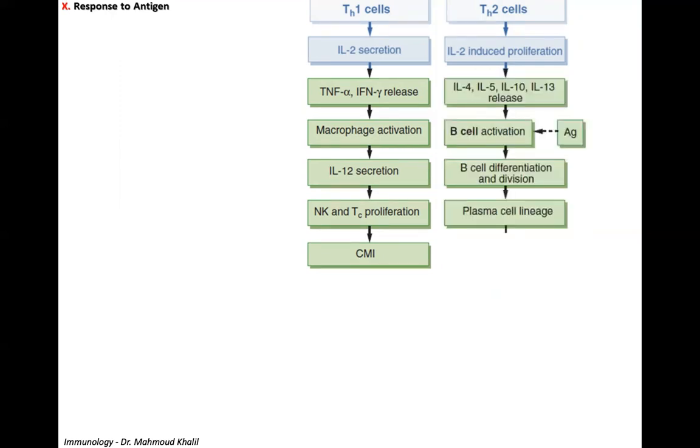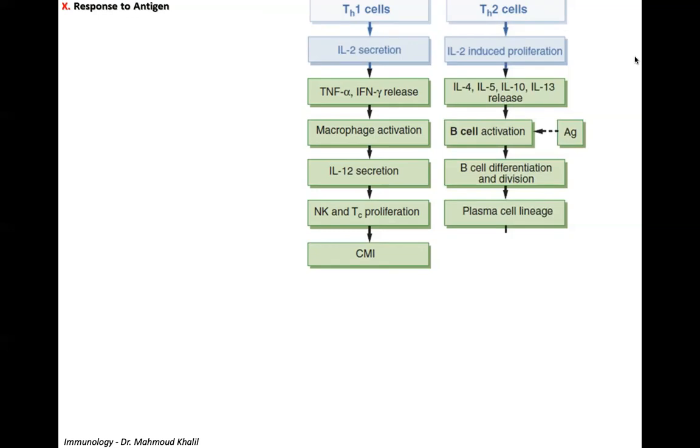While the other branch, you can see that interleukin 4, 5, 10, and 13 start to be released. This, together with the presence of the antigen, will lead to B cell activation. And here you can see how the B cell branch and the T cell branch cooperate.